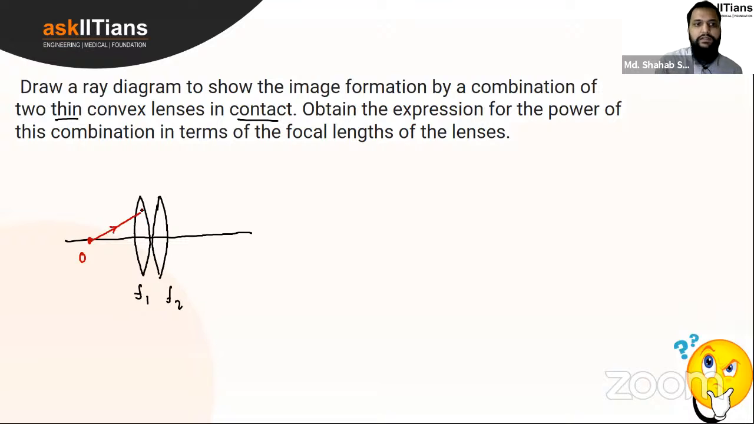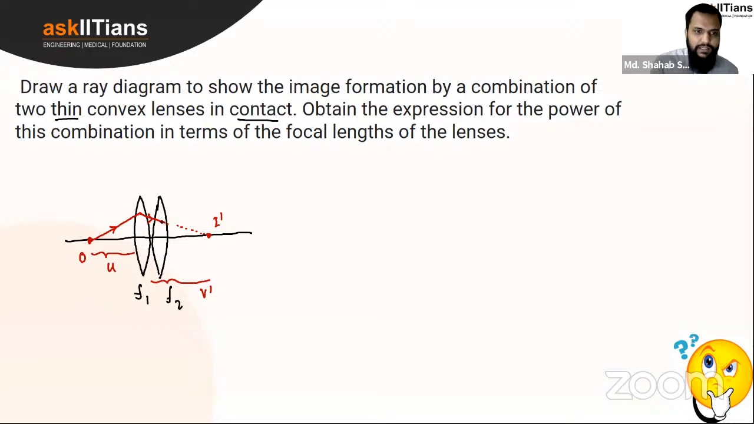Now what will happen? This is a convex lens, so it will converge the ray. So let's say it converges like this. If this second lens was not there, then this ray would have come to this position. We call this the intermediate image, I prime. I can take this distance as V prime, the intermediate image distance, and this distance as U, the object distance.